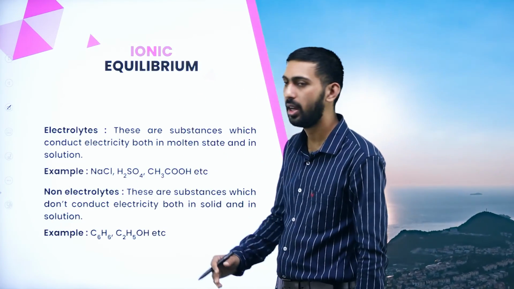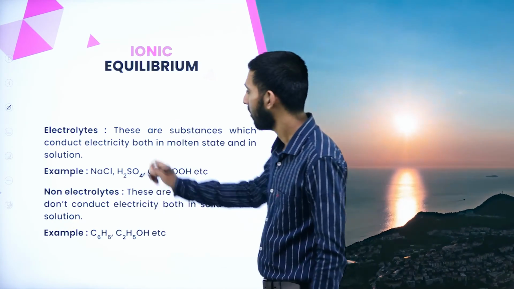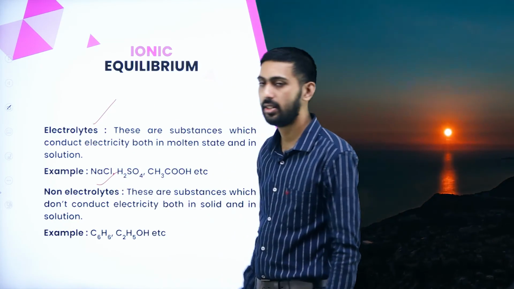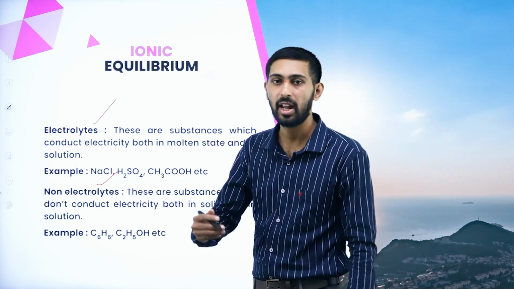Okay. Next thing is ionic equilibria. In ionic equilibria, there are two types of substances: one is non-electrolyte and the other is electrolyte. Now let us see what we mean by electrolytes.